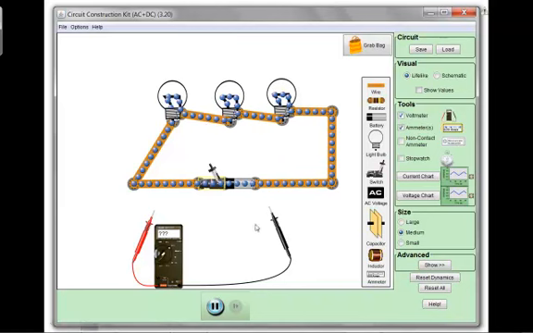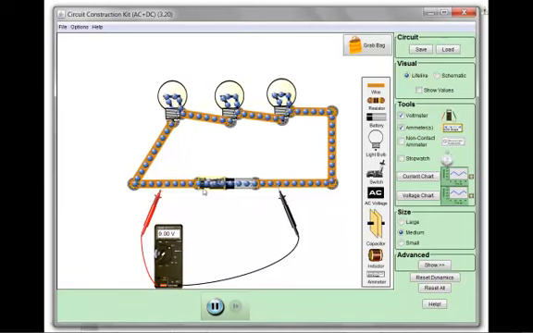So if we put the negative lead of our voltmeter at the negative terminal of the battery, we'll say that's our ground point or our 0 point. So if I put it over here right now, it's measuring 0 volts, but once I close the switch, we've got 9 volts.